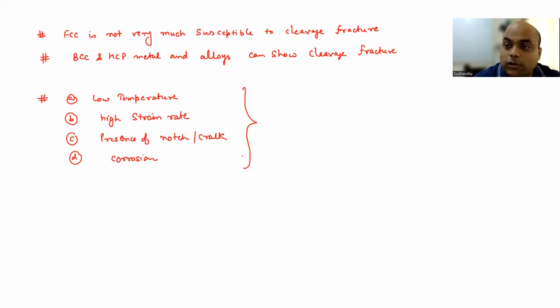Okay. So although some of the metals and alloys are ductile, if we have a combination of these four conditions, the material can show brittle behavior. Low temperature, high strain rate, presence of notch and crack, and corrosion. So corrosion is also very important, right? In the absence of corrosion, you might see it is showing ductile behavior, but in the presence of corrosive medium, it might show brittle fracture. Okay, so these are the four conditions.